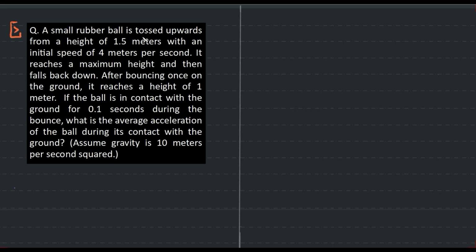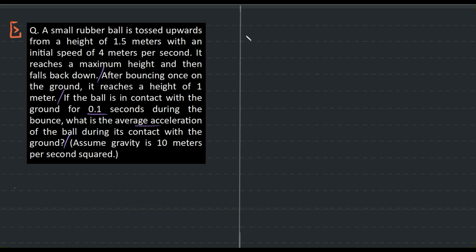A small rubber ball is tossed upward from a height of 1.5 meter with an initial speed of 4 meter per second. It reaches a maximum height and then falls down. After bouncing once on the ground, it reaches a height of 1 meter. If the ball is in contact with the ground for 0.1 second during the bounce, what is the average acceleration of the ball during its contact with the ground? Assuming g as 10 meter per second square.